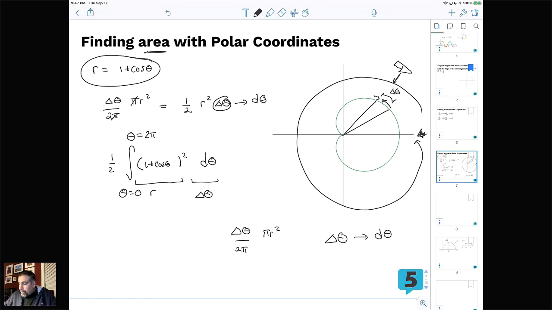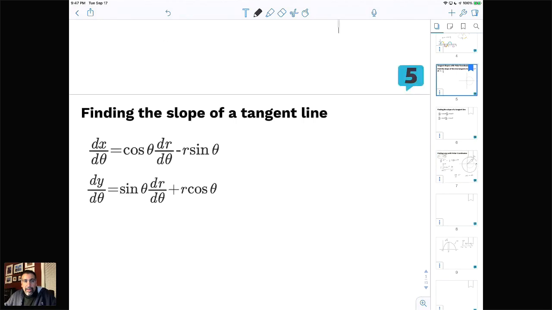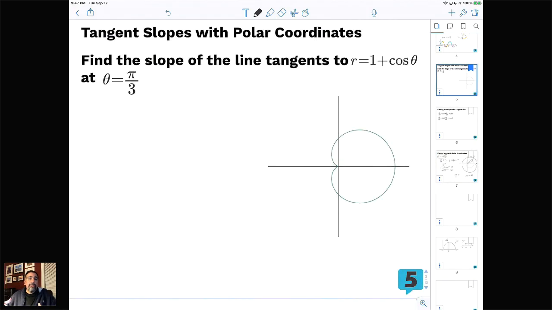The other thing I wanted to bring up this evening is the idea of how do you talk about slope? Because you're often asked to find the slope of a line to a polar function. So here's a classic question. Find the slope of the line tangent to r equals 1 plus cosine theta when theta is equal to pi over 3. My students every year do the exact same thing the first time.